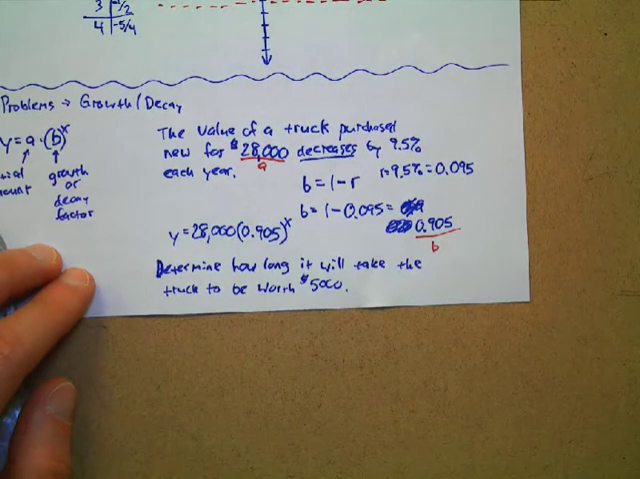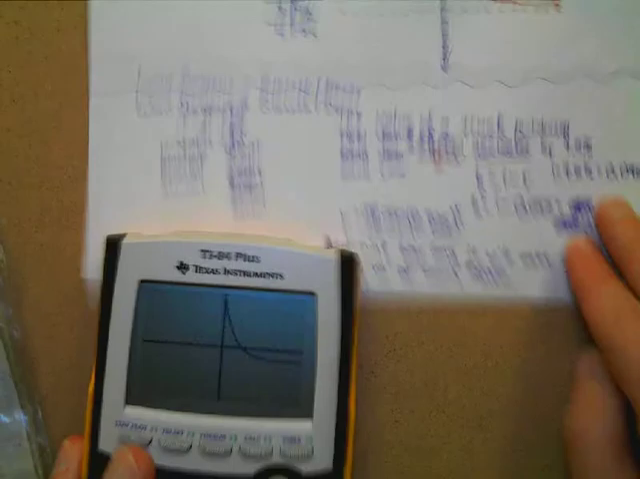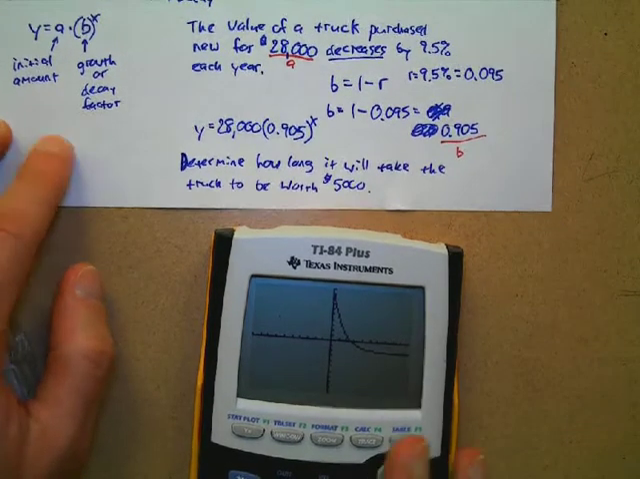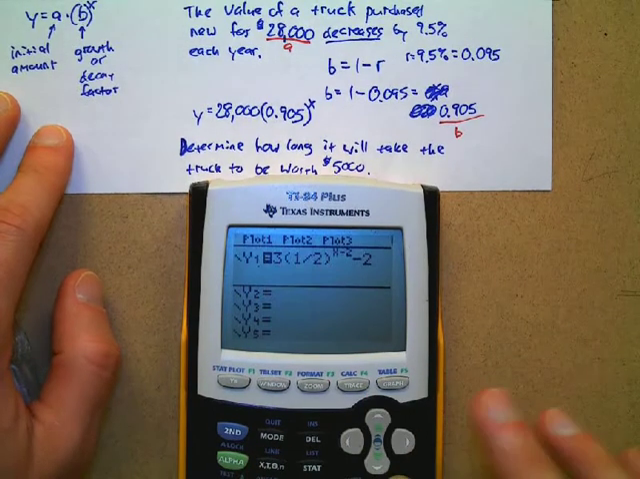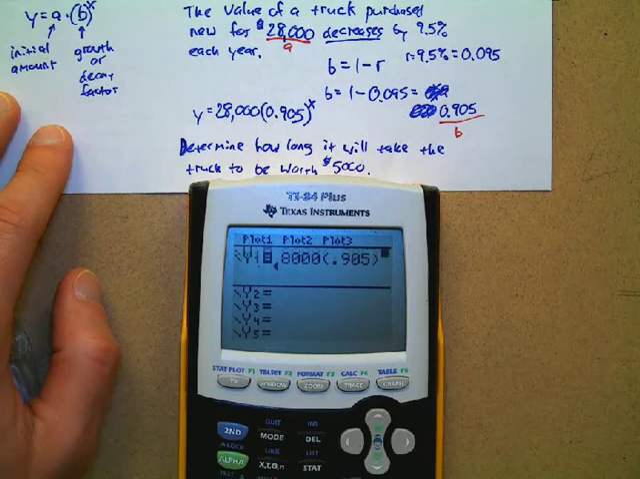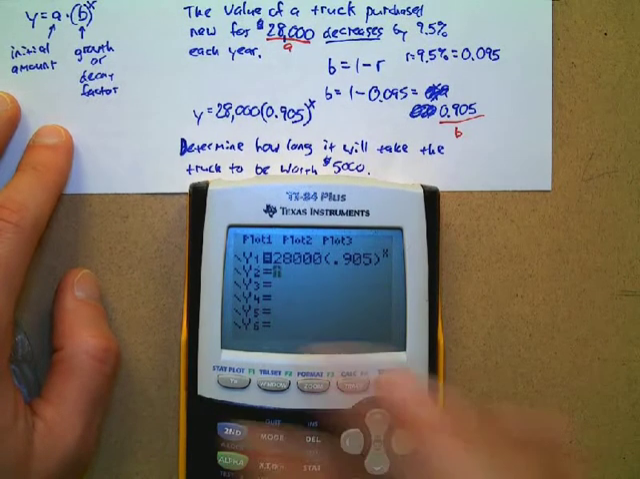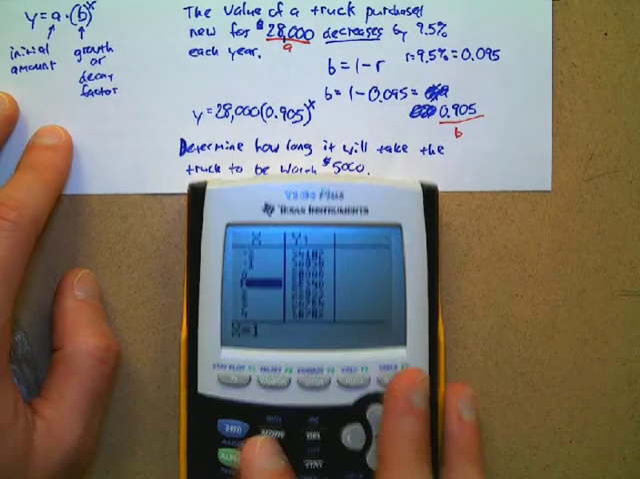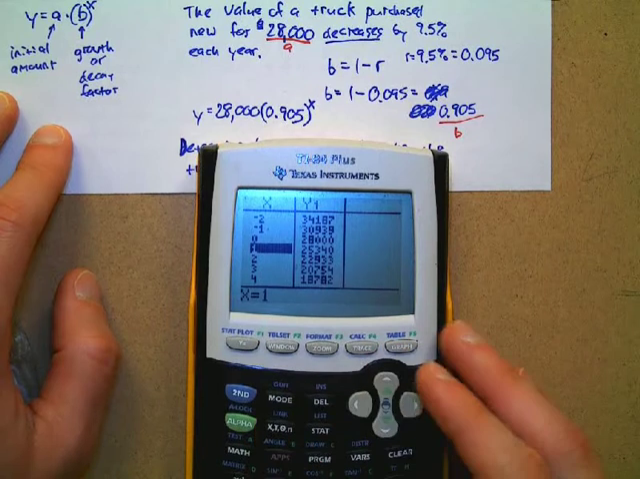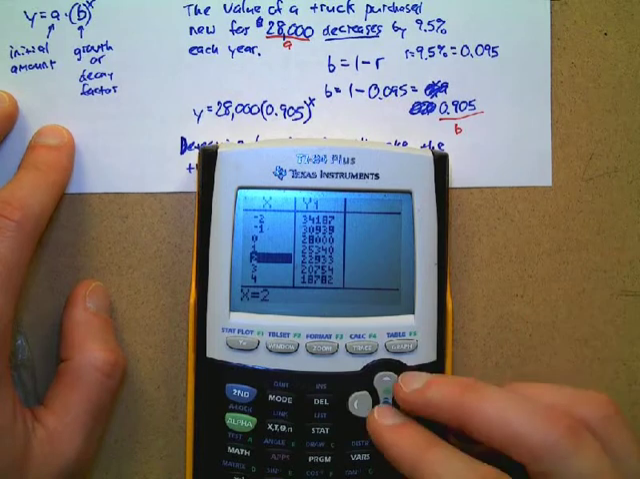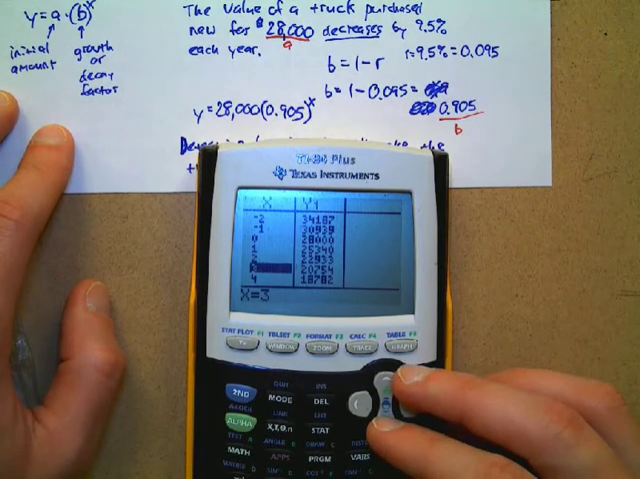So we'll type this into our graphing calculators. Let's see if I can get this all to fit on my screen at once. Okay, so 28,000 times 0.905 to the x. We'll go to our table. After 1 year, the truck is now only worth about $25,000. After 2 years, almost $23,000. After 3, $20,700, and so on and so forth.